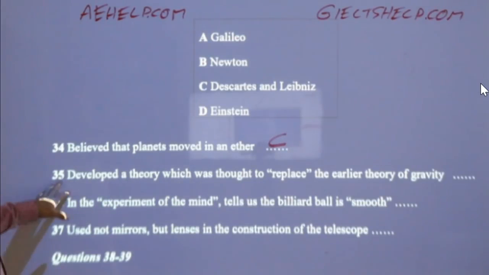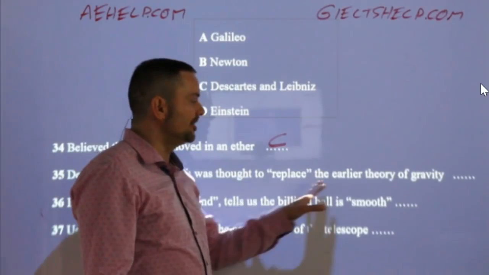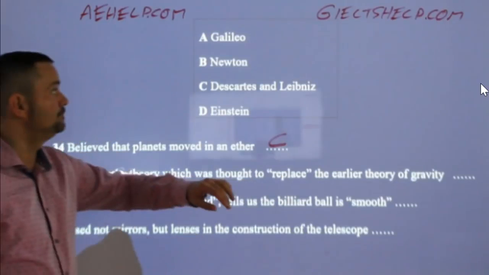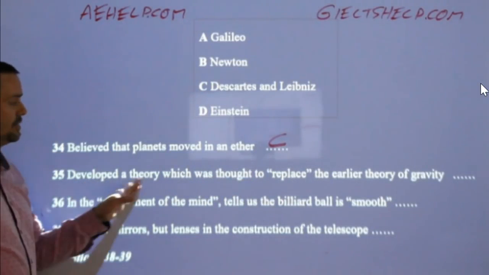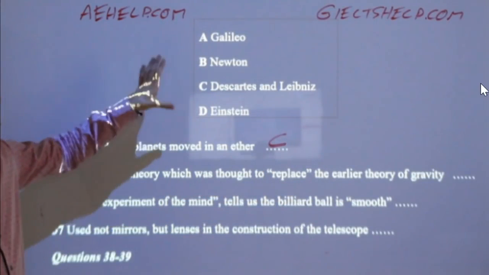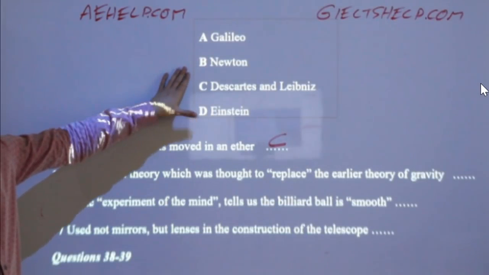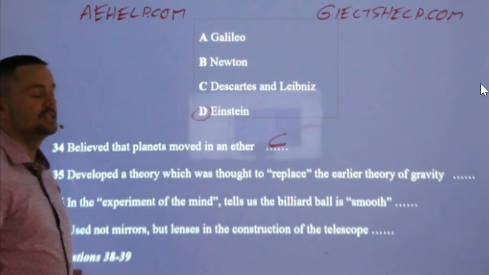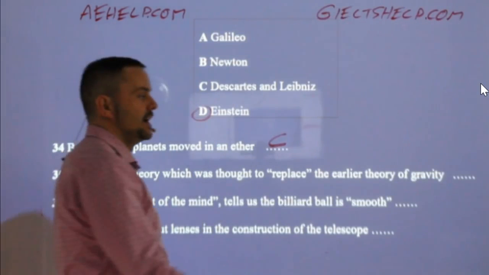Okay, number 35, developed a theory which was thought to replace the earlier theory of gravity. Who came up with a theory of gravity? Newton. So developed a theory which was thought to replace gravity. There is only one person here who lived after Newton. The only person who lived after Newton was Einstein. So the only possible answer for 35 is D.